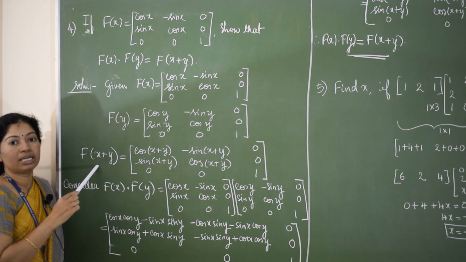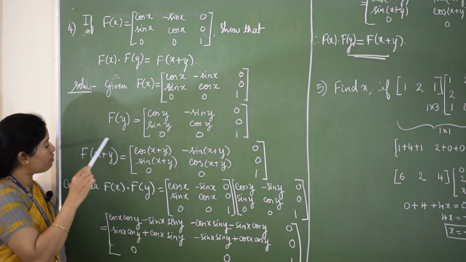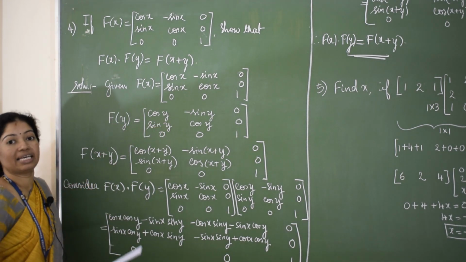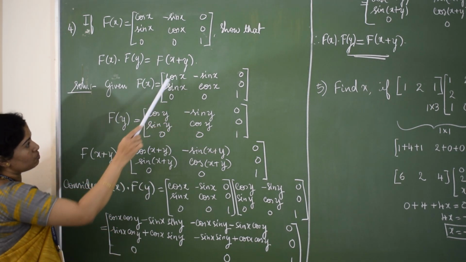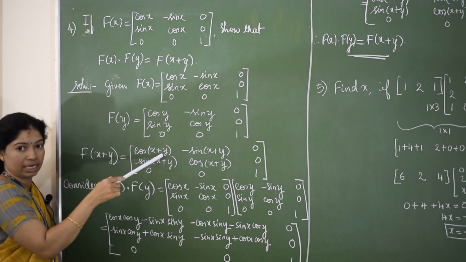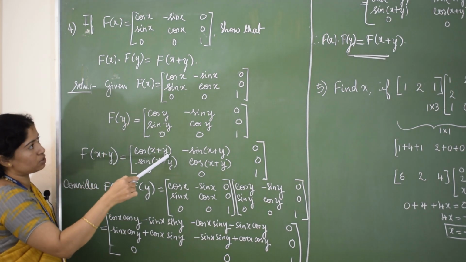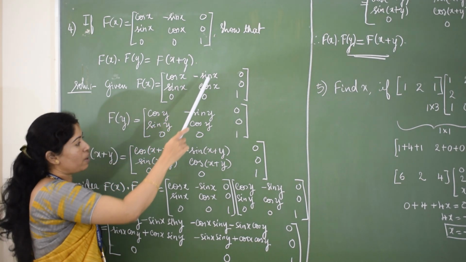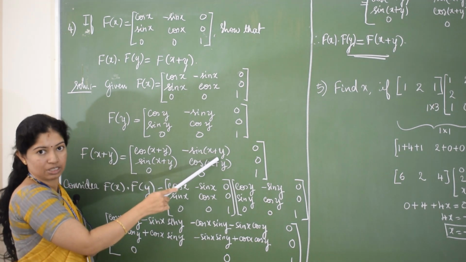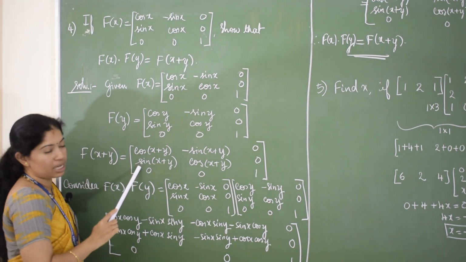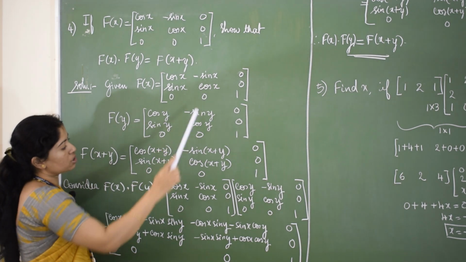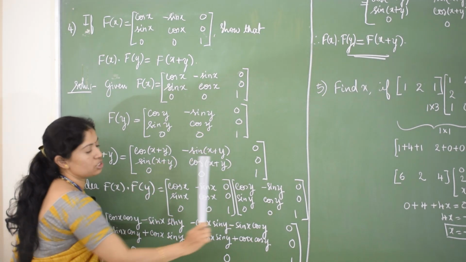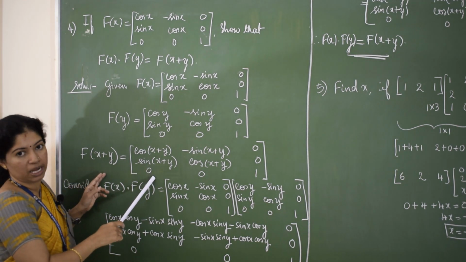Next, let us find what is f of x plus y. To find f of x plus y, in the given entries you have to replace x by x plus y. So cos x will become cos of, instead of x what we have to write? x plus y. So it is cos of x plus y. Next entry, here we have minus sin x, replace x by x plus y. So it will become minus sin of x plus y, 0 as it is, sin x replaced by sin of x plus y, cos x by cos of x plus y, 0 again as it is, and the third row as it is you have to write. So this is f of x plus y.